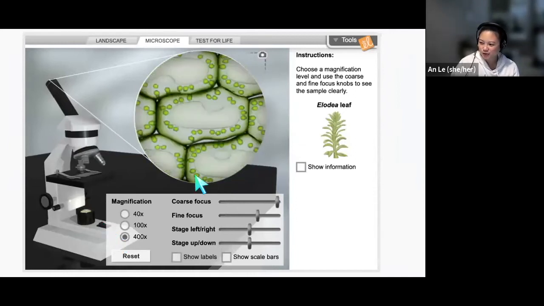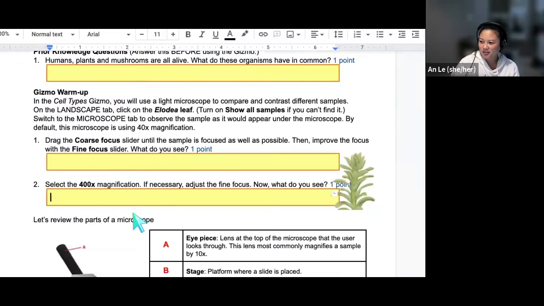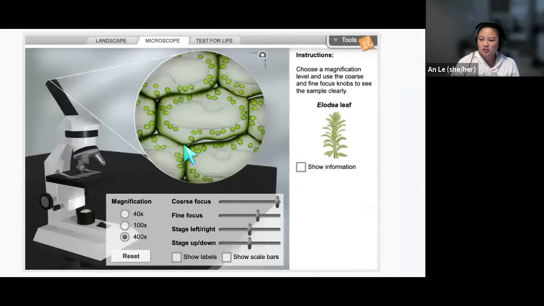Now what do you see? How would you describe that? Okay. So that's number two. Okay. Now what do you see? So your goal is essentially, following the instructions, typing what you see.